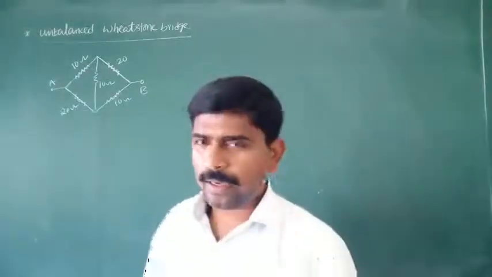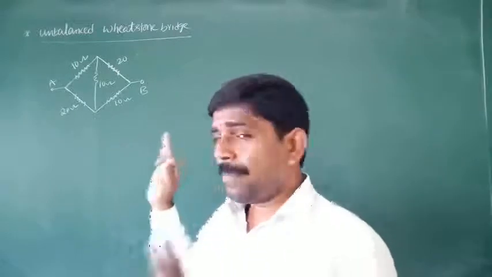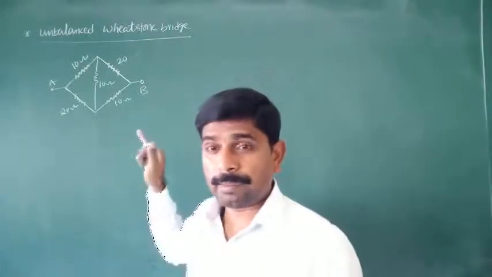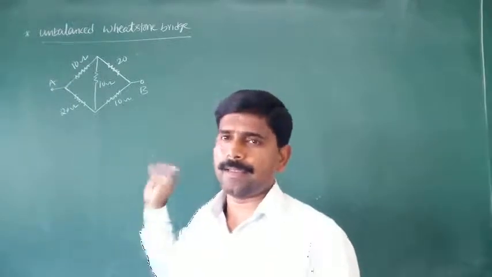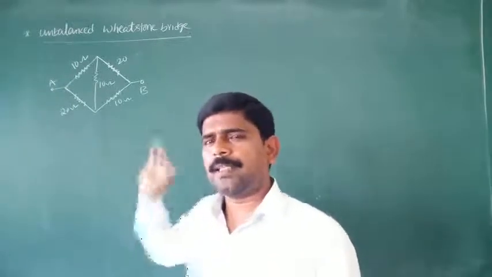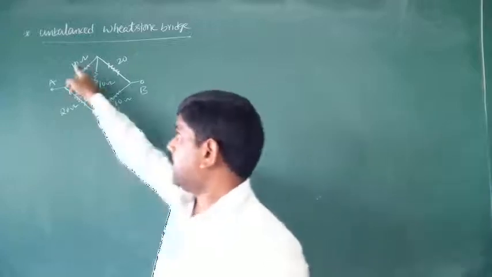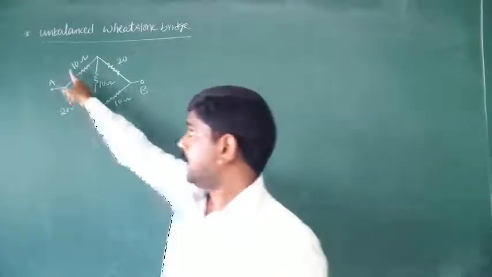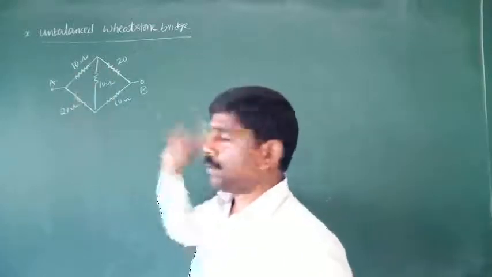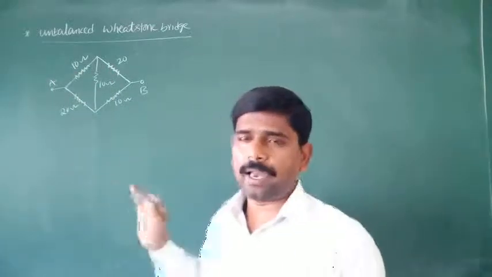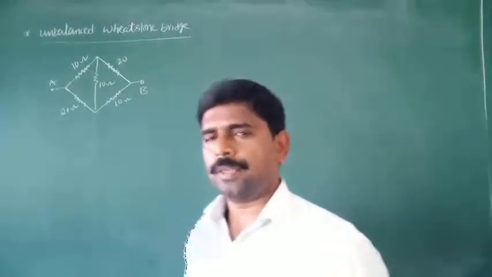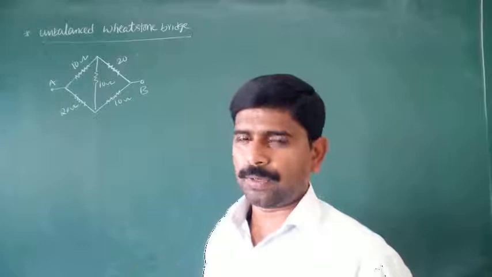First of all, try to observe whether this is a balanced Wheatstone bridge or an unbalanced Wheatstone bridge. Compulsorily, this is the unbalanced Wheatstone bridge. 10 by 20 is not equal to 20 by 10. In case of the unbalanced Wheatstone bridge, how to find out the effective resistance?